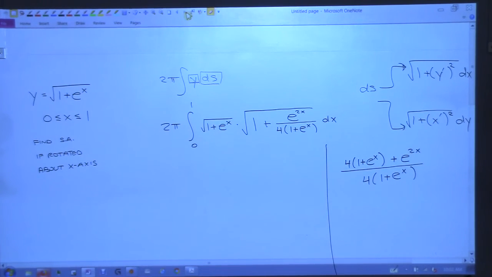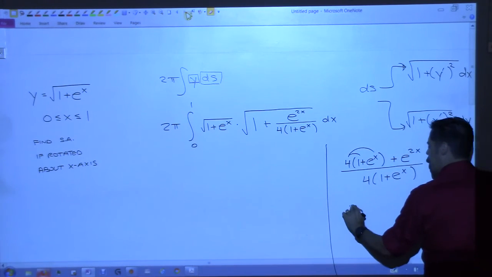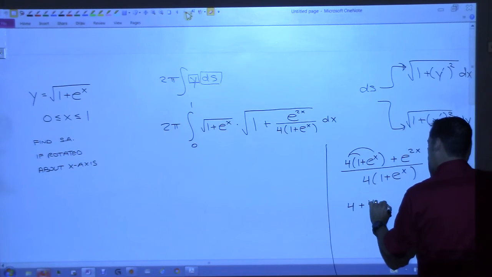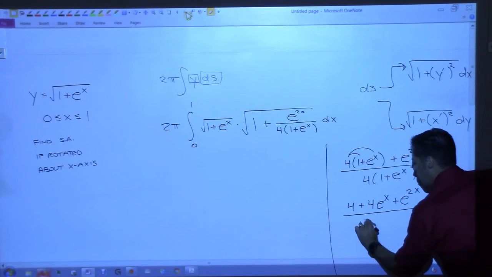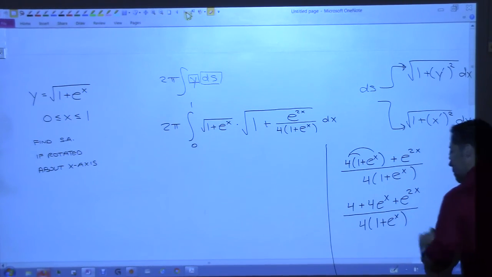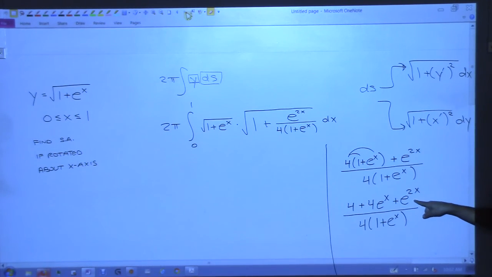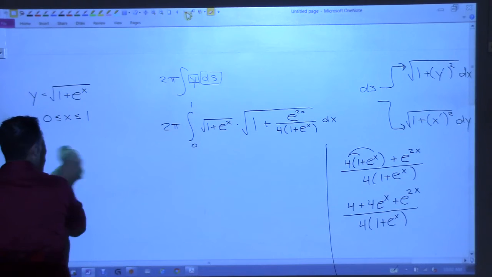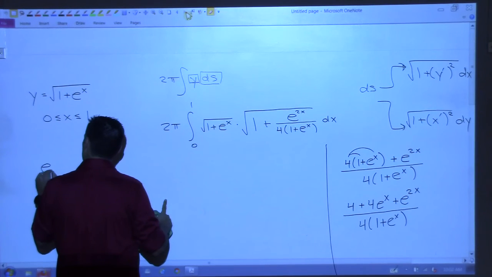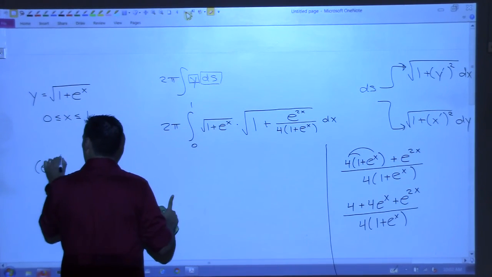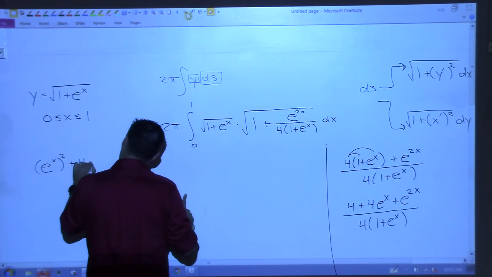Now what? Let's distribute the 4. Okay? 4 plus 4e to the x plus e to the 2x over 1 plus e to the x. Yeah, that numerator is nice again. It's hiding from you, but it is nice. Let's see, I'll do it over here. So what we have, I'm going to rewrite the numerator. I'm going to flip it. I'm going to go e to the 2x, which is really e to the x squared, plus 4 times e to the x plus 4.